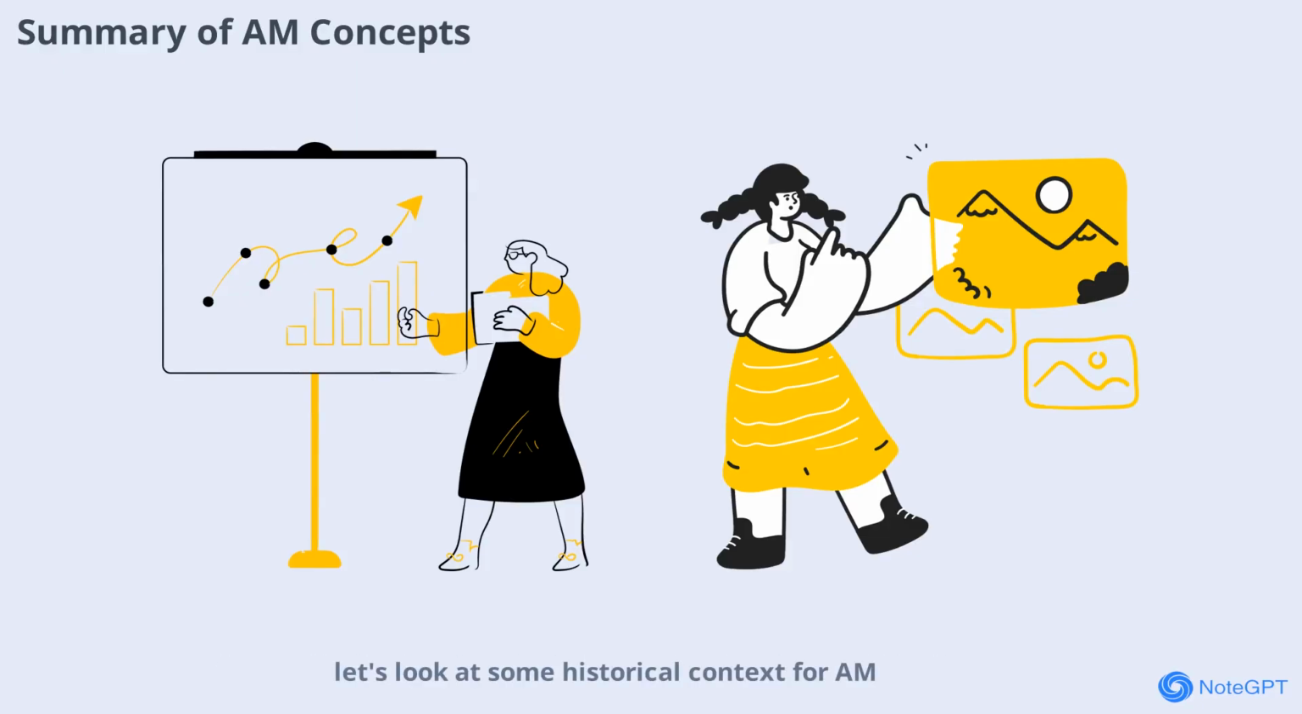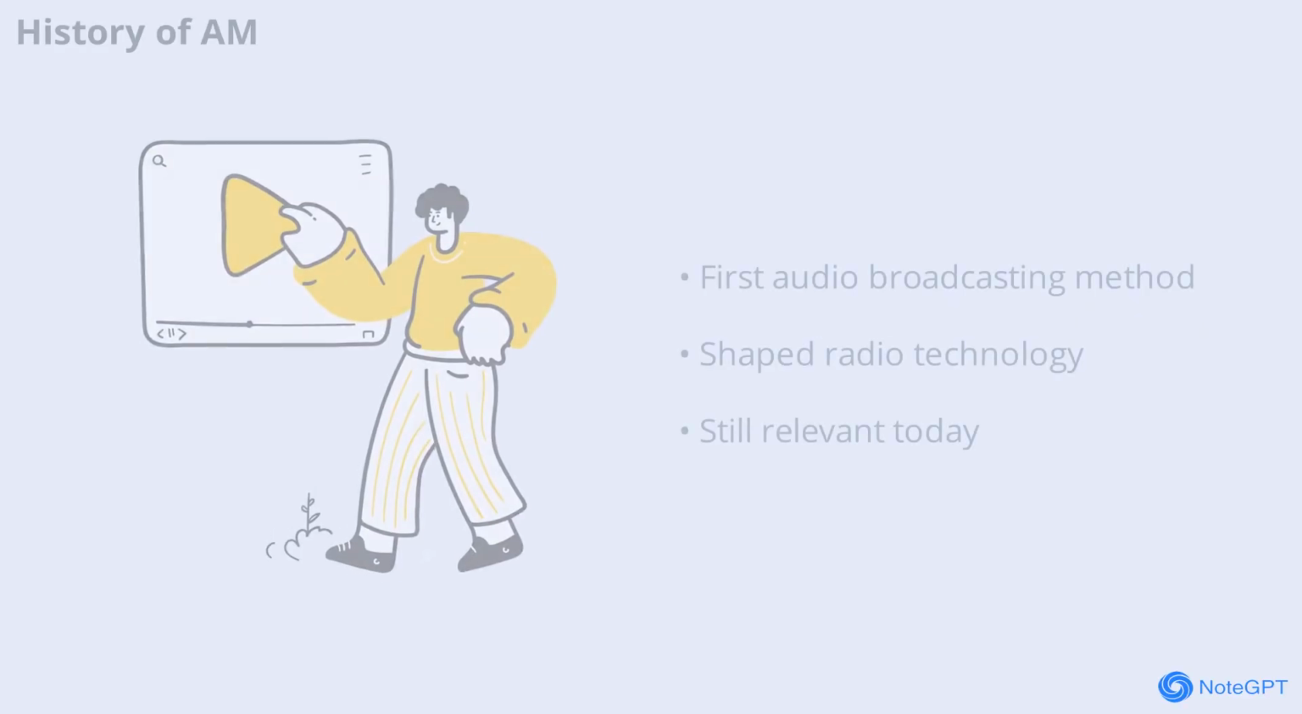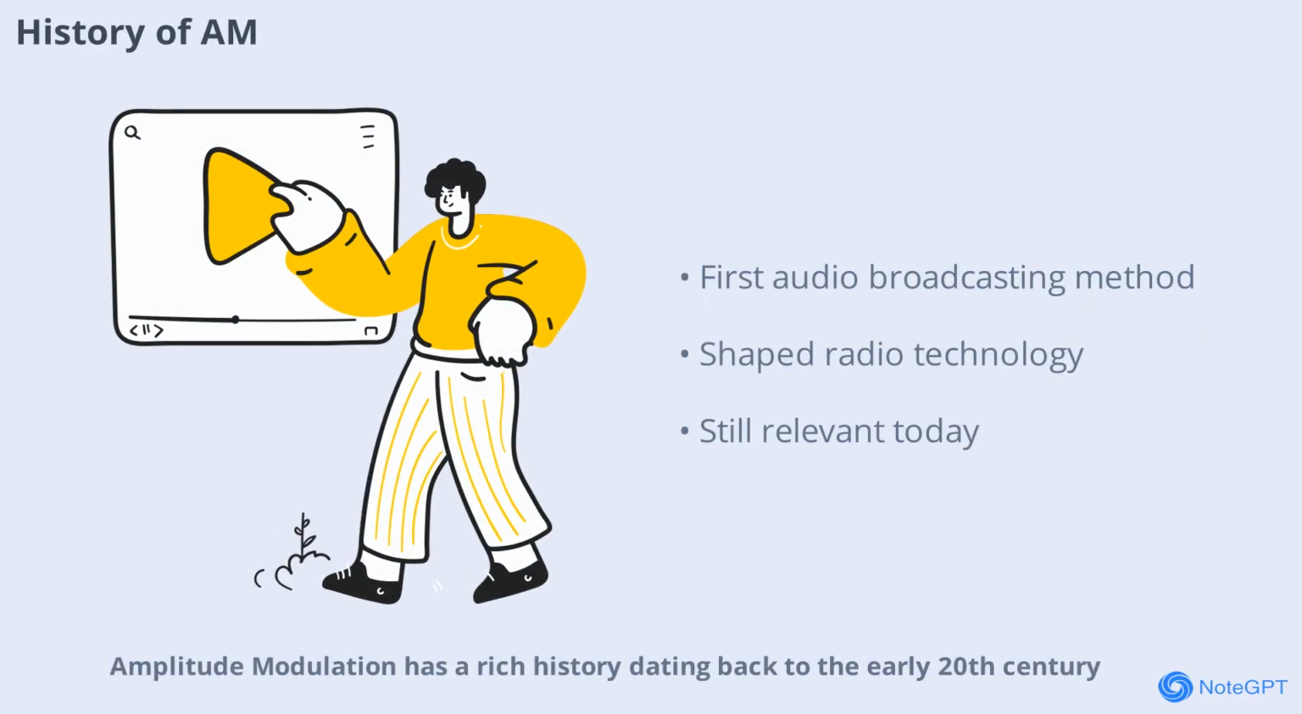Next, let's look at some historical context for AM. Amplitude modulation has a rich history, dating back to the early 20th century. It was the first method used for audio broadcasting and played a key role in the development of radio technology. The simplicity and effectiveness of AM made it the standard for decades, shaping the way people communicated and consumed information. Even today, AM remains an important part of the communication landscape.